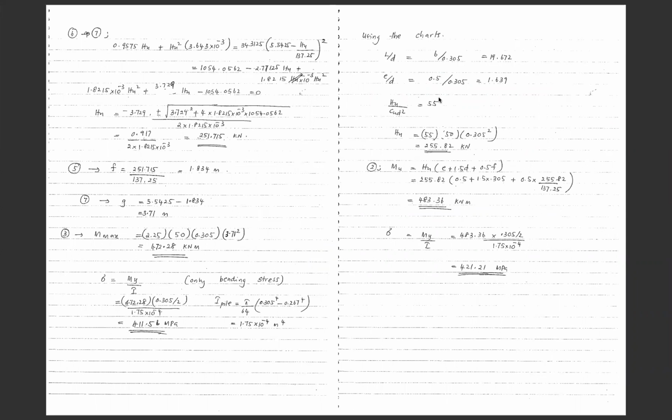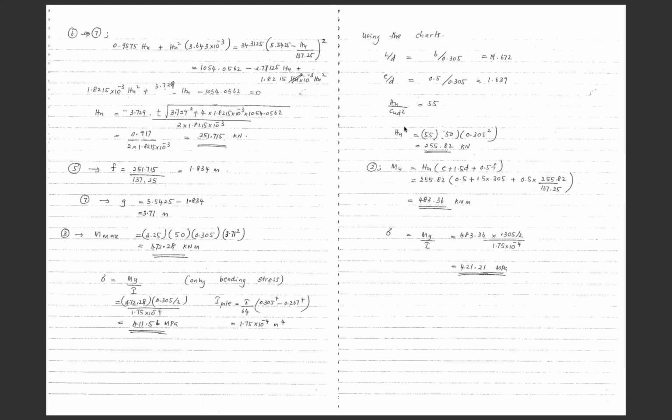As we said, you need to be as precise as possible, because that will affect the calculated H ultimate value. And using this formula, you can find the value of H ultimate by working out the value of Cu as 50 and D as 0.305, multiplying by 55. That will give you H ultimate as 255.82 kilonewtons.